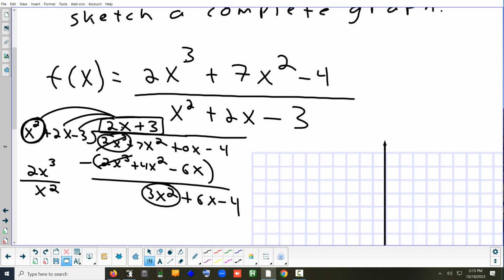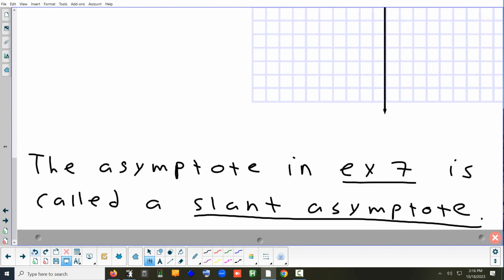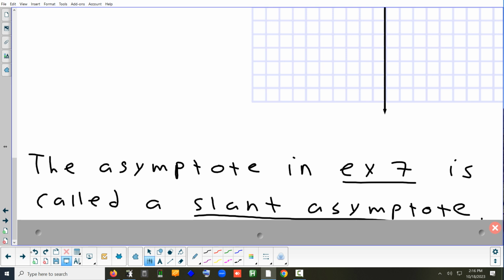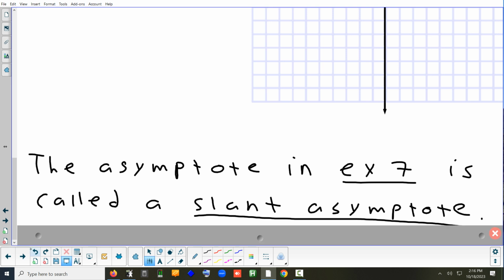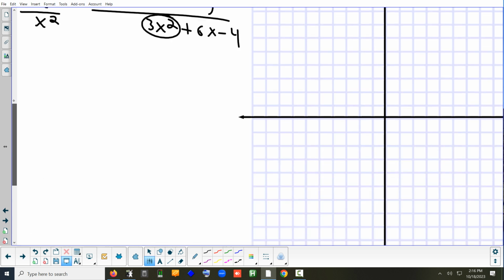Now, that's not as complicated as a parabola. It doesn't curve, but it's also not a horizontal line. What's y equals 2x plus 3? What is that going to look like? A slanted line. Yeah. And this is going to be called a slant asymptote. This is the kind of asymptote you do have to know how to draw. It's a little more complicated than horizontal, but it's not as bad as a curve because it's still straight. It's just on a slant.